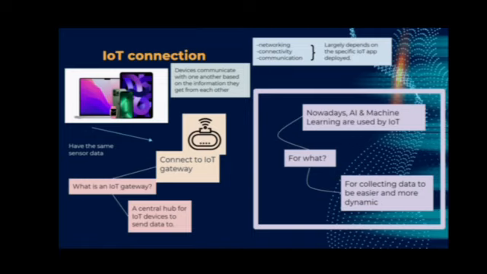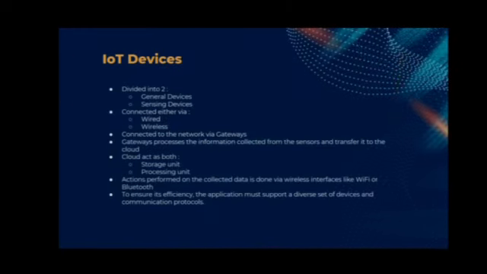Nowadays, AI and machine learning are used by IoT as well. This is so that IoT devices can collect data easier and more dynamically. IoT devices can be divided into two: general devices and sensing devices. These devices can either be connected via wired or wireless. These devices are also connected to the network via gateways.